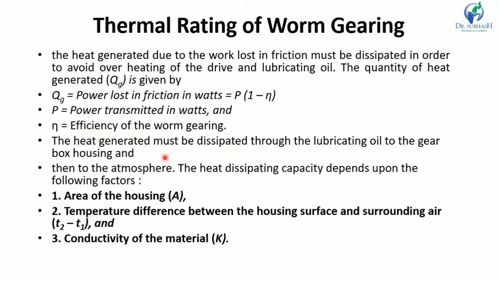The heat generated must be dissipated through the lubricating oil to the gearbox housing and to the atmosphere. So the heat dissipating capacity depends upon different factors. Those factors are the area of the housing, the temperature difference between the housing surface and surrounding air, that is T2 minus T1, and the conductivity of the material, K.